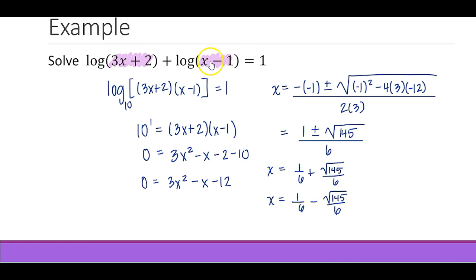If I jump right over here to this log, I have x minus 1. So since this will be a negative number, a negative minus 1, that's going to make this inside negative. So if I can't plug it into both of the logs, then I have a domain problem, and this is not a solution. So this equation only has one solution, and it's 1/6 plus the square root of 145 over 6.